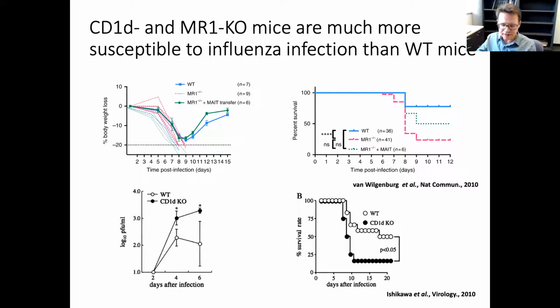So we know NKT cells and MAIT cells make up a substantial component of immune responses to microbial infections because of studies like these two that I'm showing you here, where they infected mice that are deficient in MAIT cells because they don't have MR1, or NKT cells because they don't have CD1D, and they're using influenza as the pathogen here. And without MAIT cells, mice succumb to influenza much more rapidly. Same thing for the NKT cell deficient mice. And you can see if mice don't have NKT cells, they produce much higher levels of virus in their lungs.